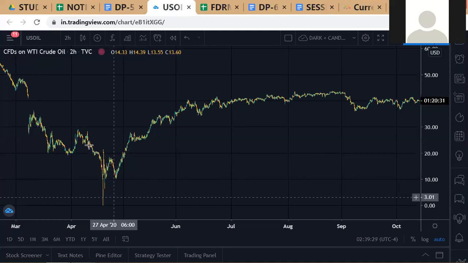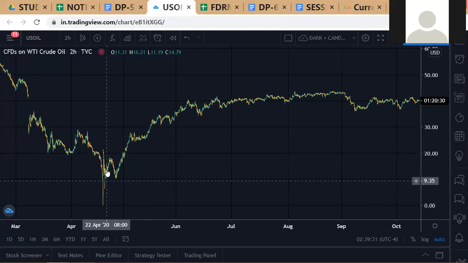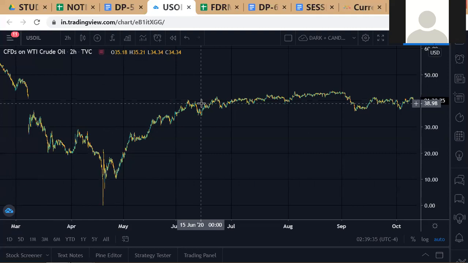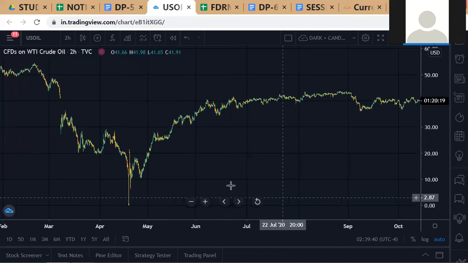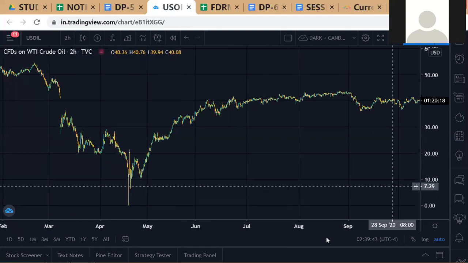And if my view turns out to be correct, I would like to quickly go long at market, because now I think the market's going to rise. So this is how a MIT order works. I hope everybody's clear about this.